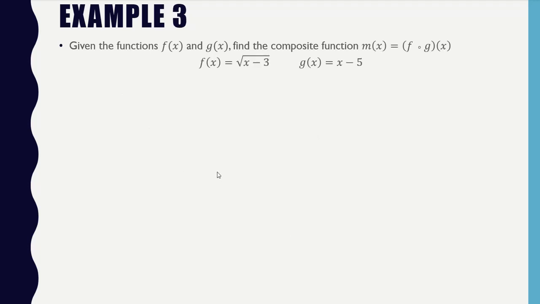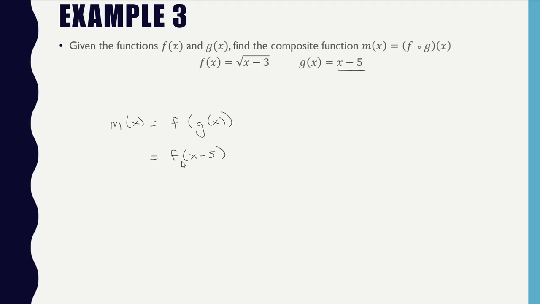Example 3, given the functions f of x and g of x, find the composite function m of x is equal to f of g of x, where f of x is equal to the square root of x minus 3, and g of x is equal to x minus 5. I'm only going to do this one way, so I prefer the method where we just rewrite this, so m of x is equal to f of g of x. So in our case, x is just being replaced with x, so g of x will stay the same with its x minus 5. So it's going to become f of x minus 5.